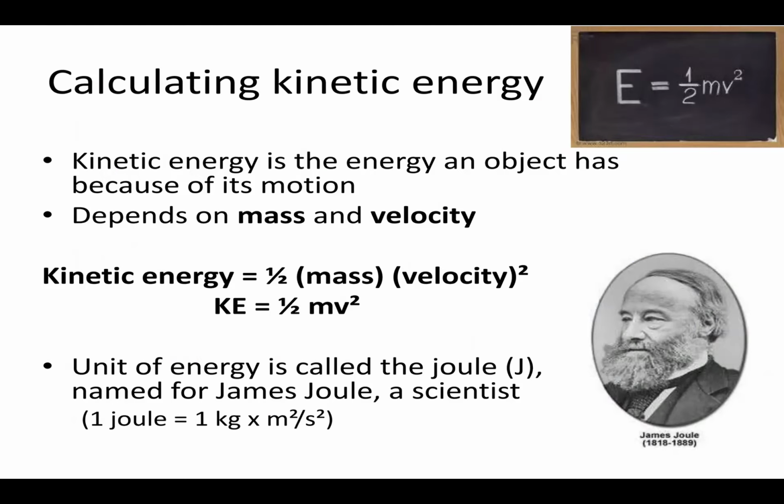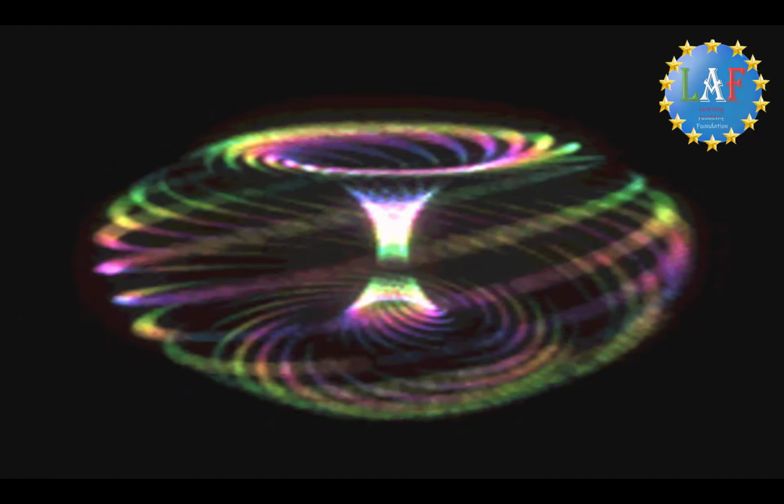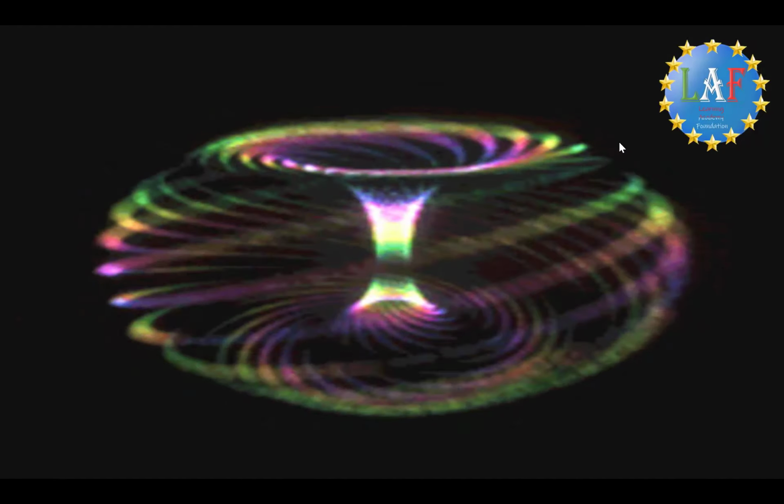The unit of energy is called the joule, symbolized J, a capital letter, named for James Joule, a scientist. 1 joule equals 1 kilogram times square meter over square second. So if you double your speed, your energy quadruples. Physics is the only place where effort multiplies when you are already tired.